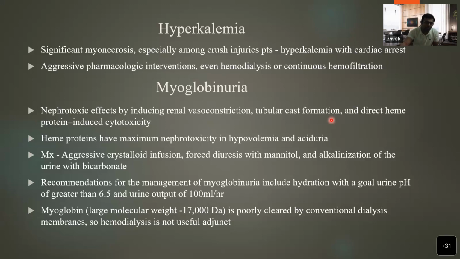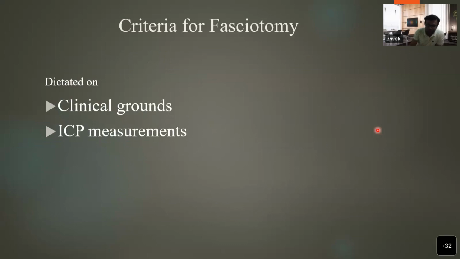Recommendations for the management of myoglobinuria include hydration with a goal urinary pH of greater than 6.5 and maintaining urine output of more than 100 ml per hour. Myoglobin has a large molecular weight of 17,000 daltons, so it is poorly cleared by the conventional dialysis membrane. So hemodialysis is not a useful adjunct in myoglobinuria.